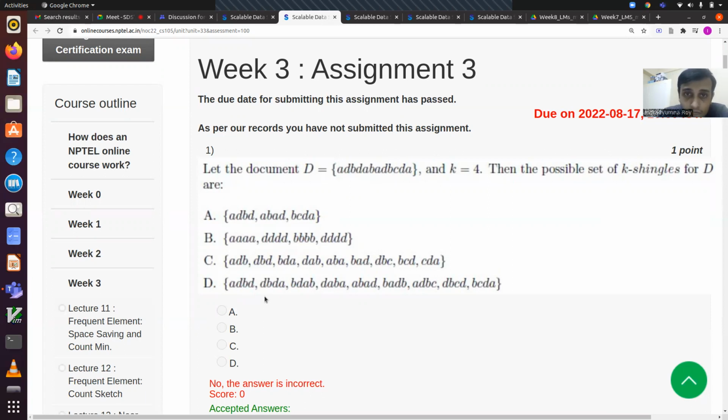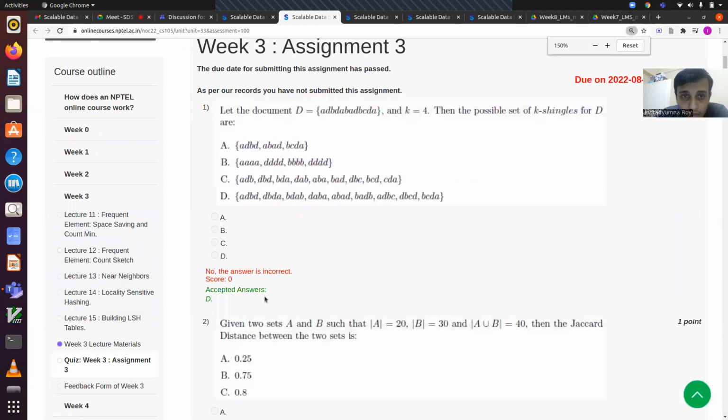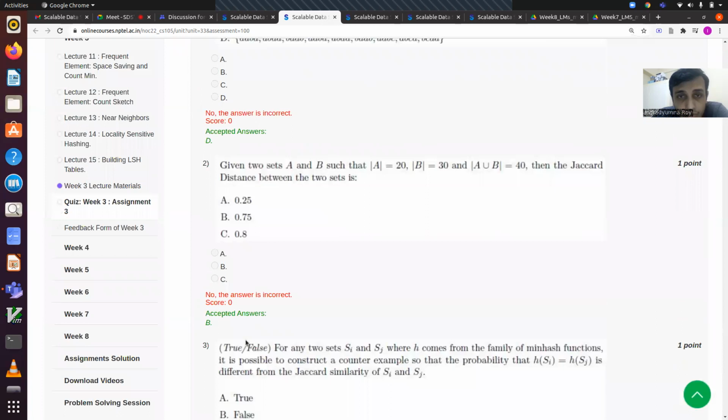The next question is Jaccard distance. There is an error in this question. A intersection B we have to find out, that I got, it is 10. Sorry, so you're saying there is an error. Let me read it. Given two sets A and B such that A has 20 elements, B has 30, and A union B has 40, then what is the Jaccard distance?